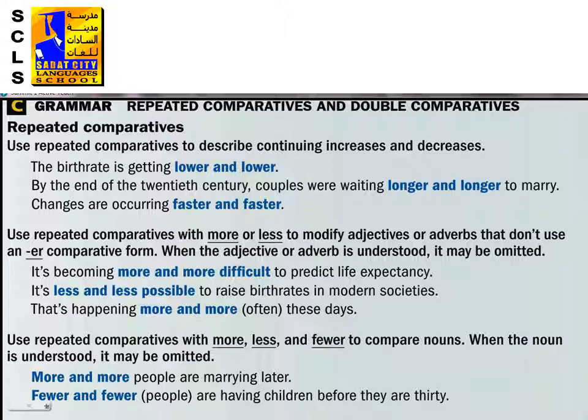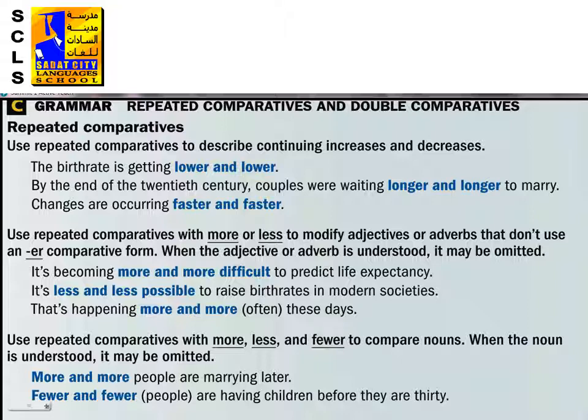Number two, use repeated comparatives with more or less to modify adjectives or adverbs that don't use an ER comparative form. When the adjective or adverb is understood, it may be omitted. Example, it's becoming more and more difficult to predict life expectancy. Difficult is not an ER comparative form, so we use more and more before it.